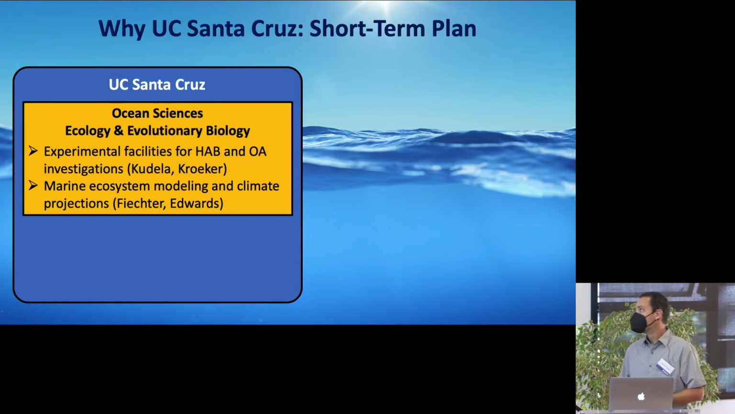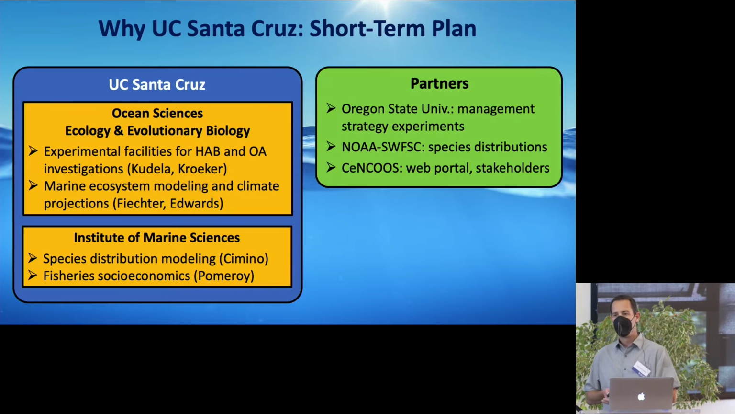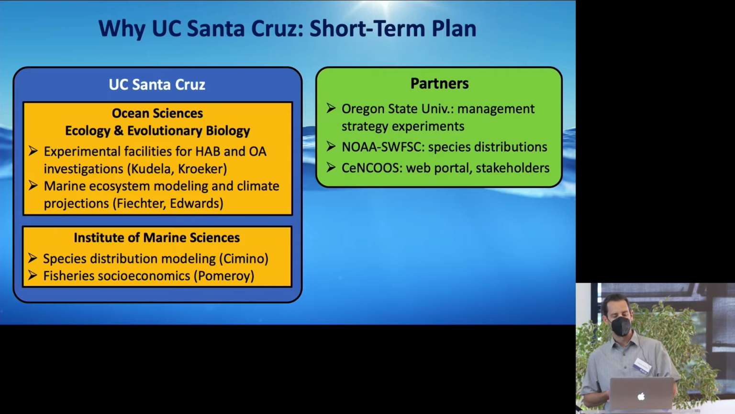So in the short term, our core group here actually has all the expertise to address this problem. And this is, again, a combination of experimental work and climate projections. And in collaboration with the Institute of Marine Sciences, here also at UCSC, we can look at species distribution changes, and we can look at fisheries impact and socioeconomic impact.